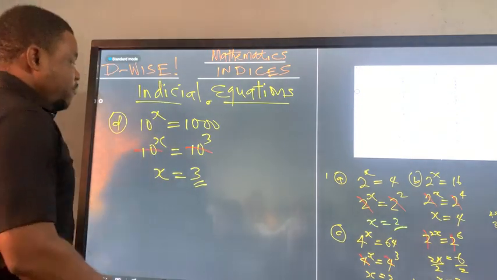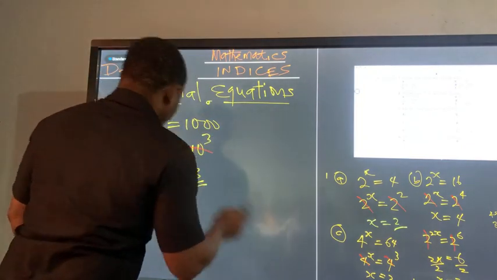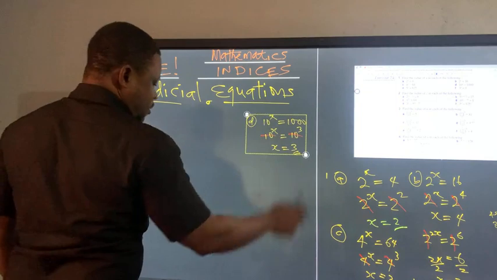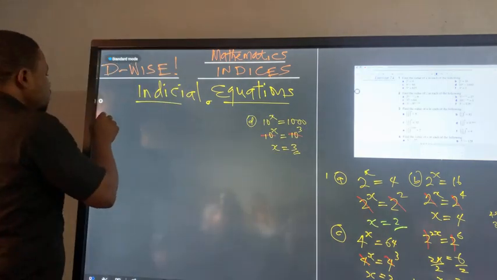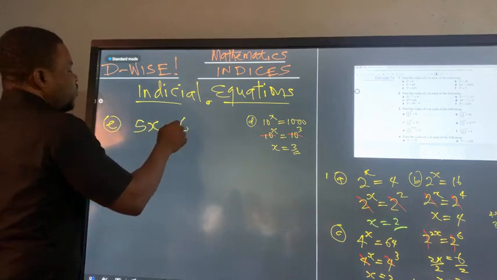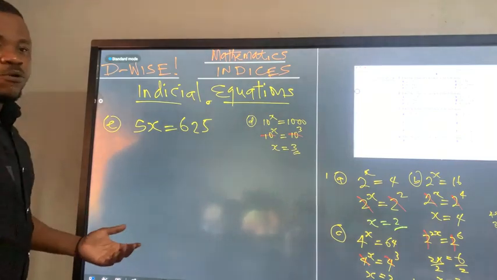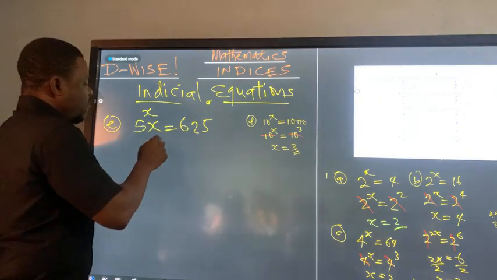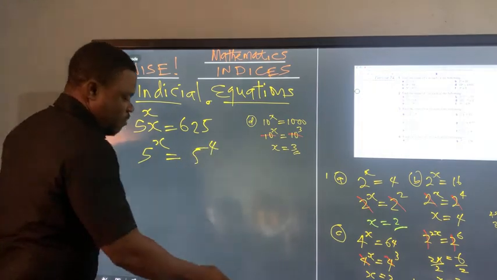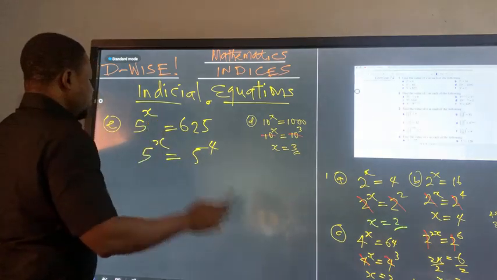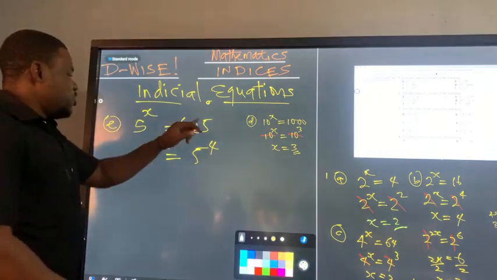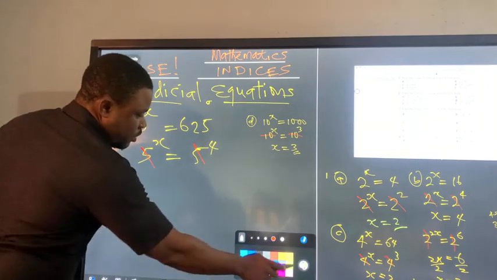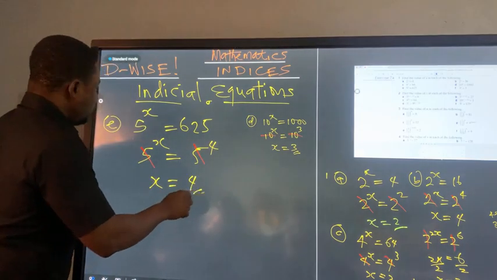What do I have for the next one? I have 5 to the power of x equal to 625. Let me take this one out of the way first. 5 to the power of x is equal to 625, and 625 is 5 to the power of 4. I've shown you that before. Sorry about that. So 5 to the power of x equals 625, and 625 is 5 to the 4th power. So we can have these bases go, and then eventually x is equal to 4.